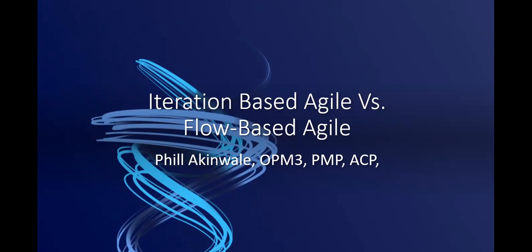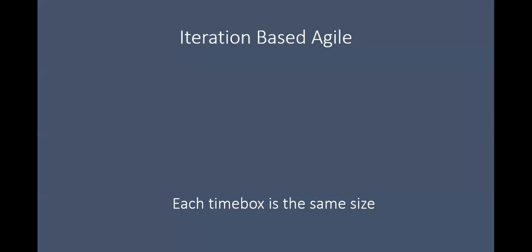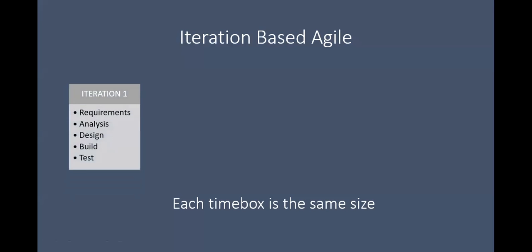So let's take a look at the very first image here. Here is the first image of iteration-based Agile. Now, what you need to remember in iteration-based Agile is that work is done in iterations. The team works in iterations. These iterations, we might hear them being referred to as sprints in the world of Scrum, but they're really time boxes of equal duration to deliver completed features.